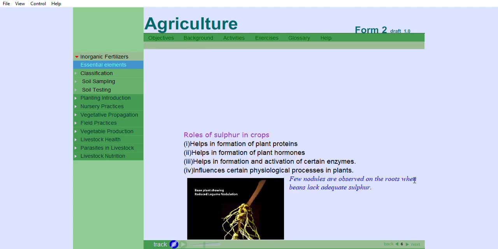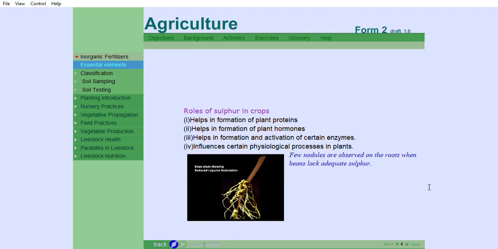Roles of sulfur in crops. Helps in formation of plant proteins, helps in formation of plant hormones, helps in formation and activation of certain enzymes, and influences certain physiological processes in plants. Few nodules are observed on the roots when beans lack adequate sulfur.